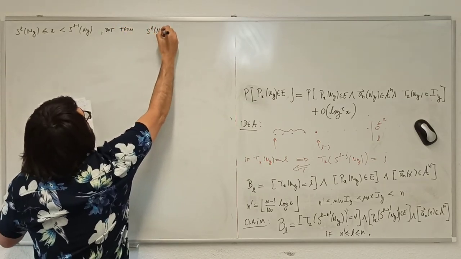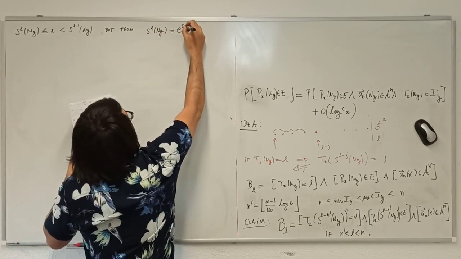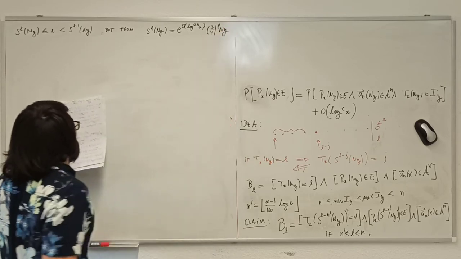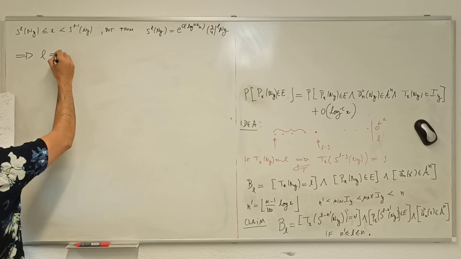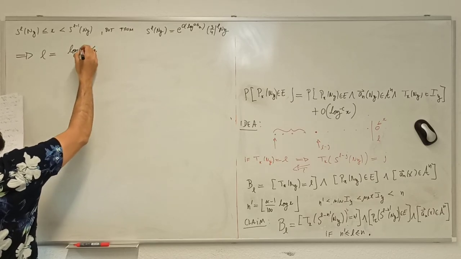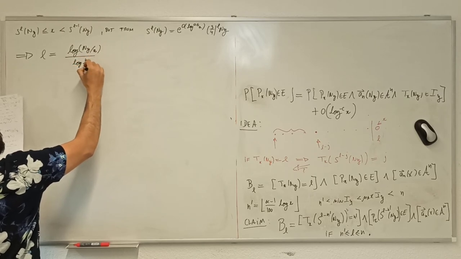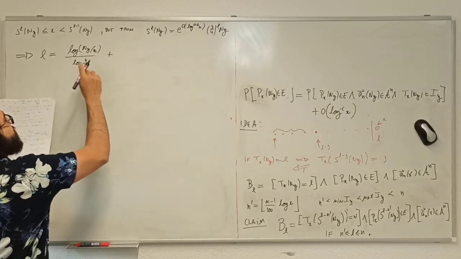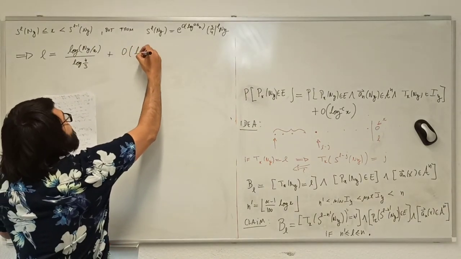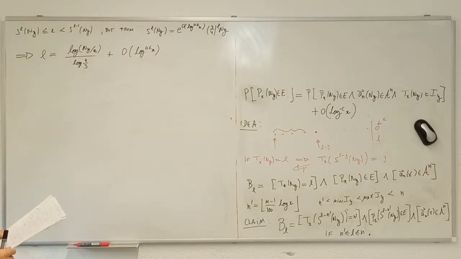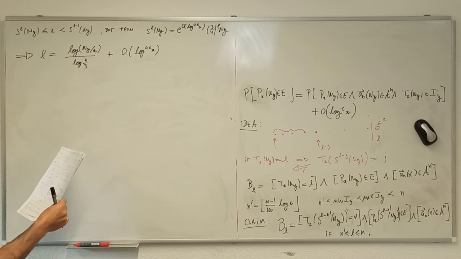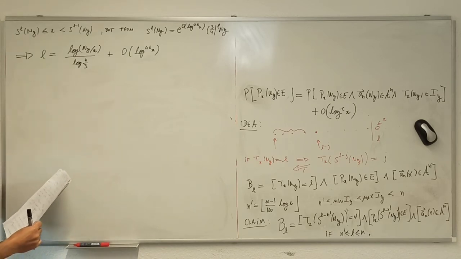But from the bound, we had S_L(n_y) equals e to the O of log of 0.6x, times 3/4 to the L, of n_y. From this bound, we deduce that this L should be log(n_y/x) divided by log(4/3) plus something. Perhaps I didn't mention this, but whenever I use log without the base, I mean natural log. Maybe in another class I mentioned this. So L is this.